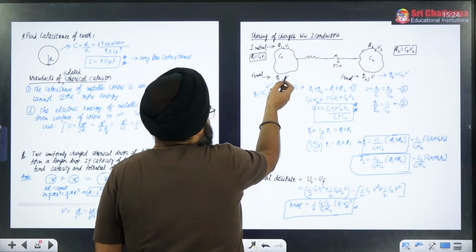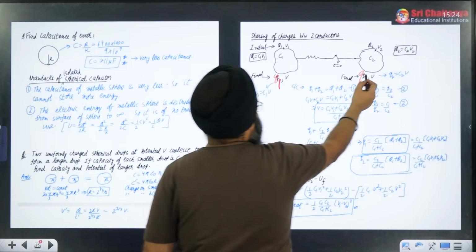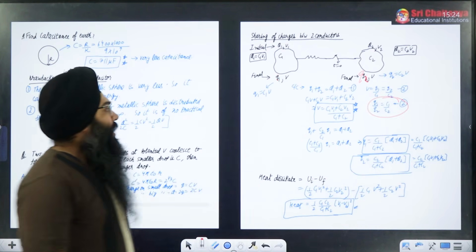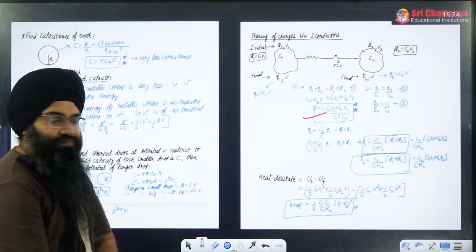So suppose the final charge is small q1 on this and small q2 on this. So q1 by q2 will be in the ratio of the capacitance values, C1 by C2. And you can find the common potential also, (C1 V1 + C2 V2) divided by (C1 + C2).